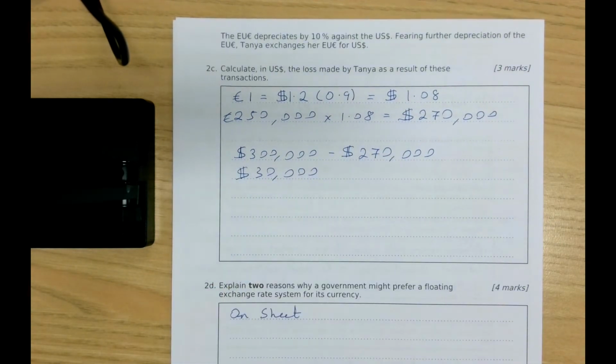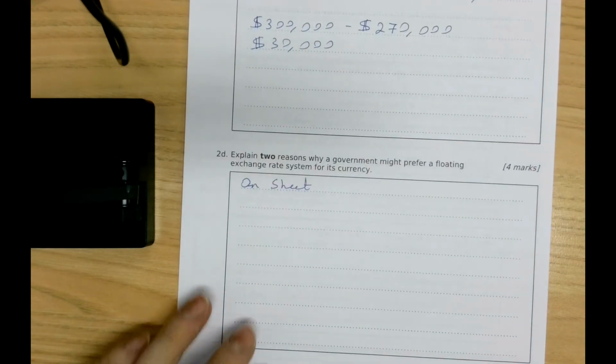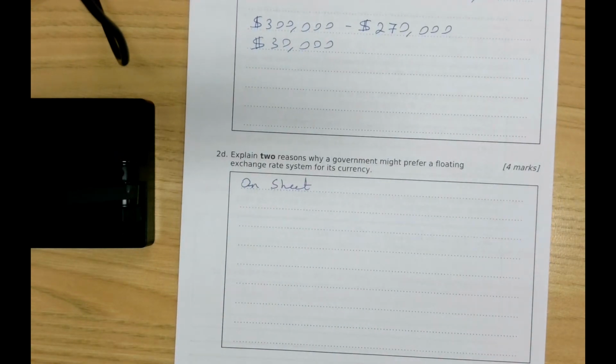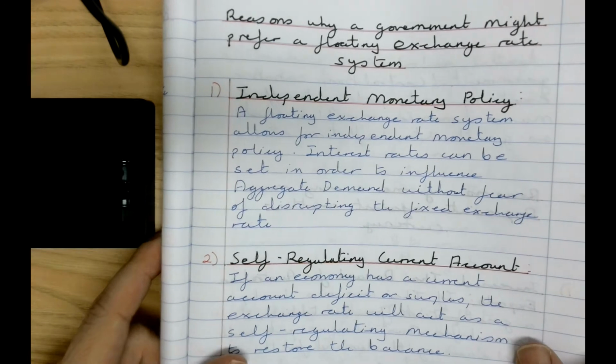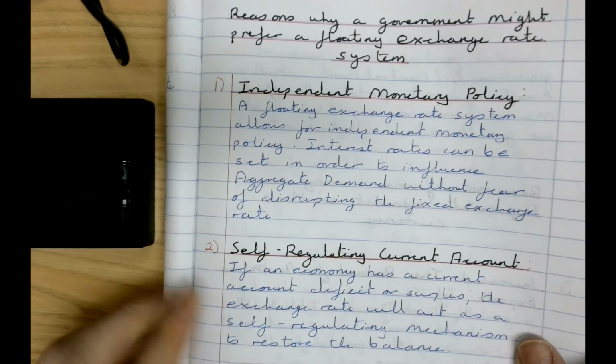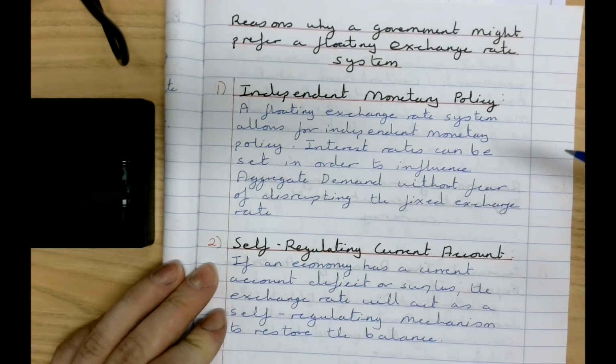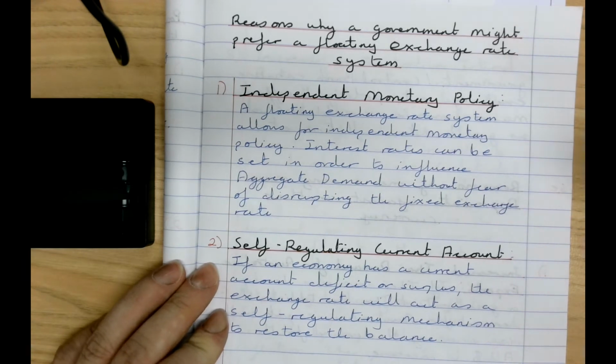Now, up to the next one. Explain two reasons why a government may prefer a floating exchange rate system. Well, there's many reasons why. But anyway, one is an independent monetary policy. What we mean by that is you can just use monetary policy to solve any aggregate demand problems at home, or try to address at least any aggregate demand problems at home.